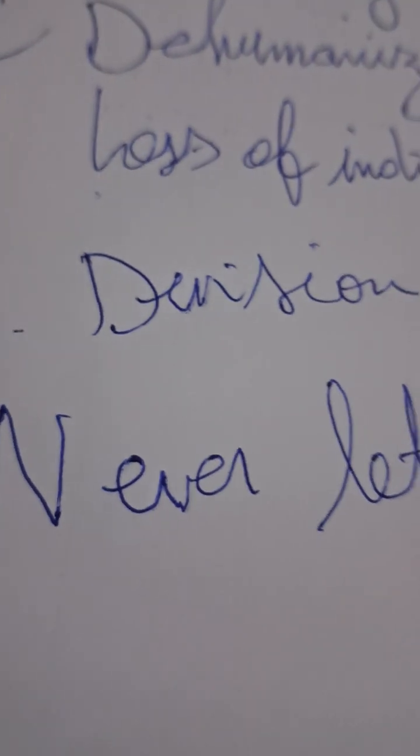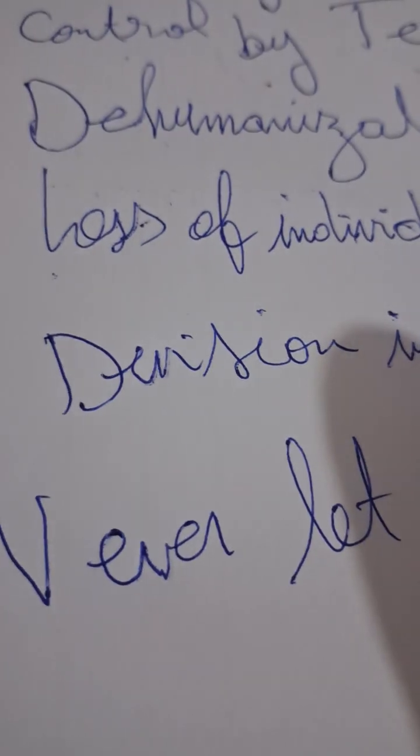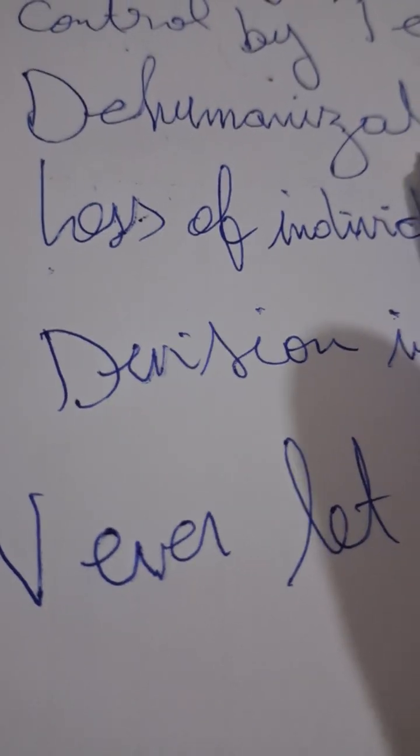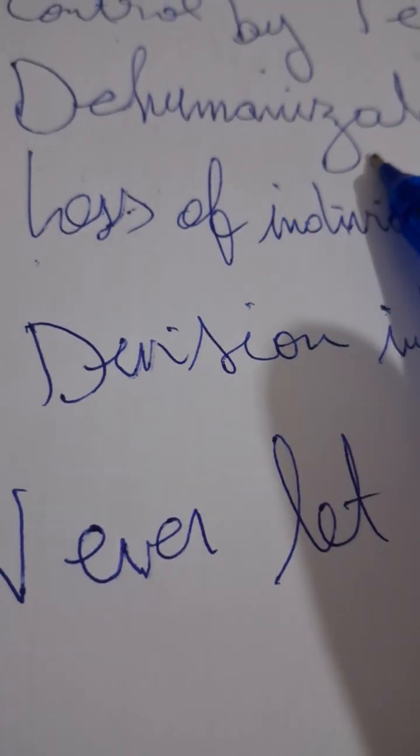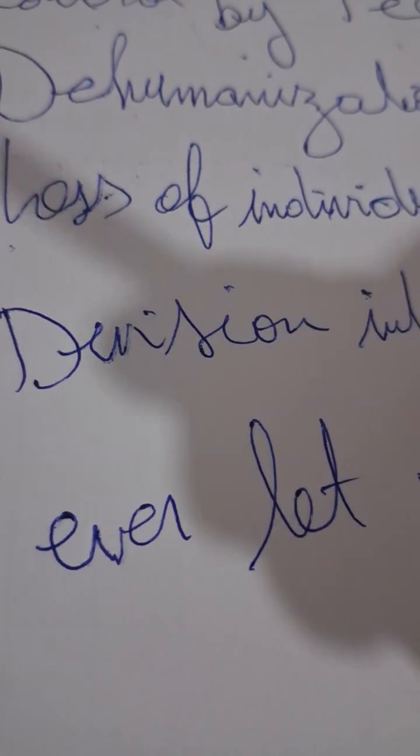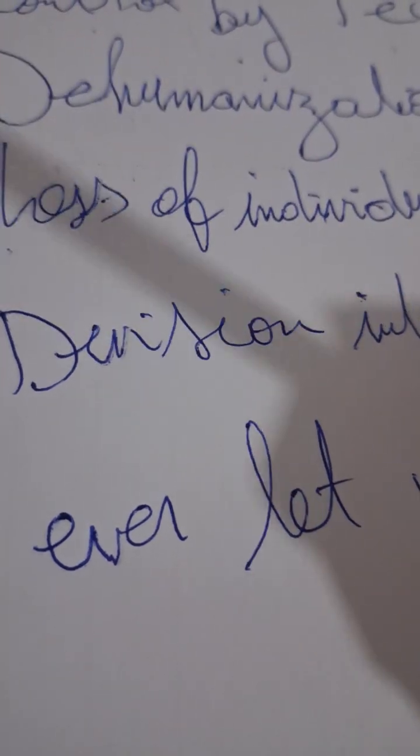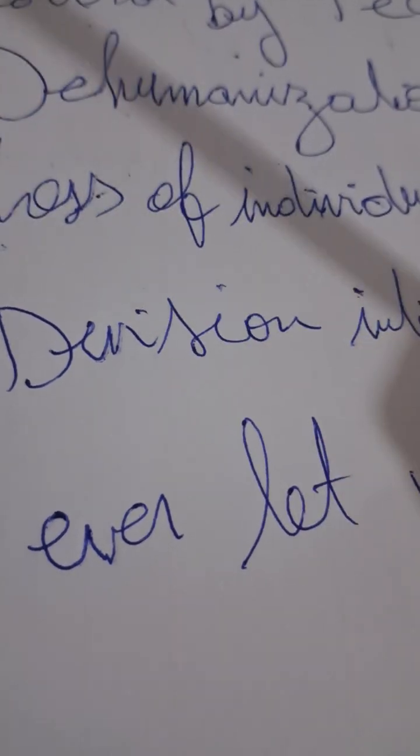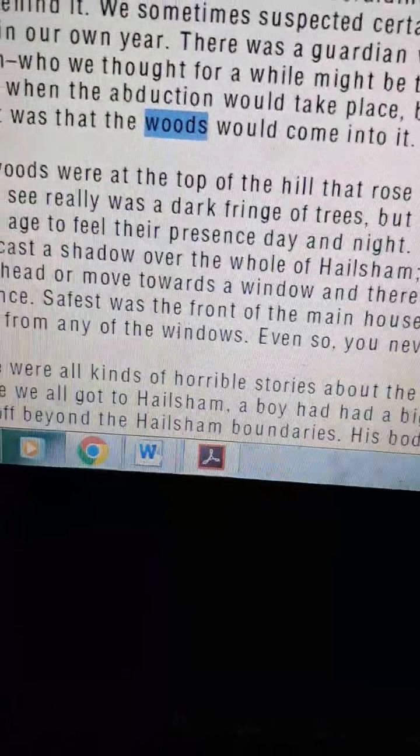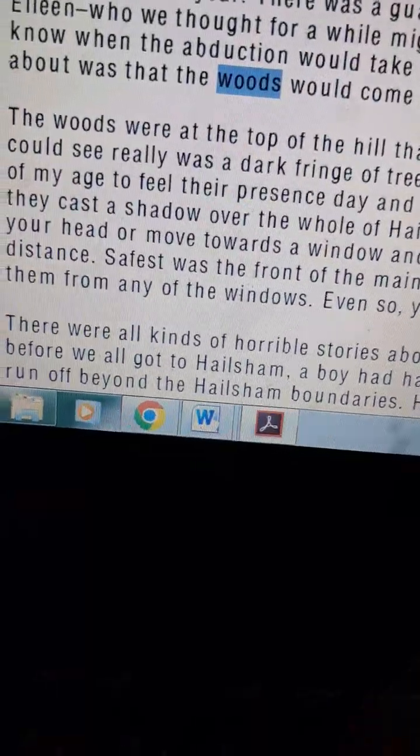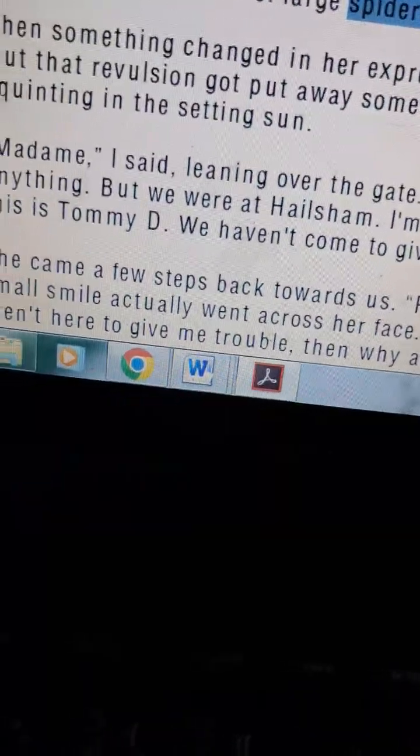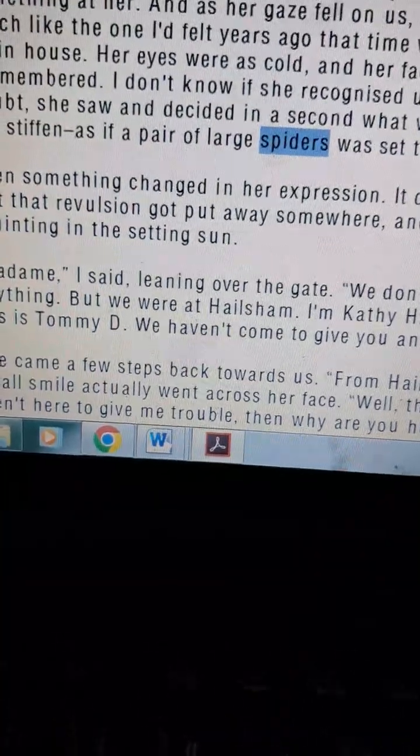Okay, let's move to the second feature, dehumanization. Actually, this theme or this feature is prevalent and pervasive in our novel. Let's see it together. Consider with me this quote.